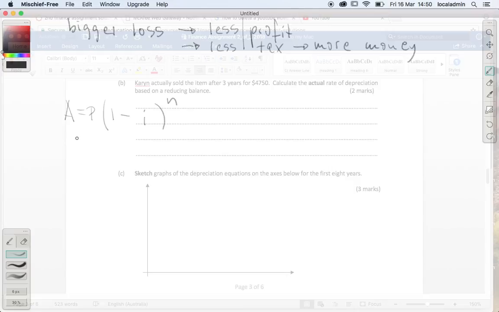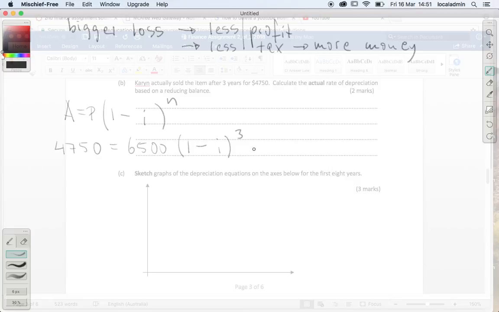So, we got paid $4,750 because we sold it. Yeah, that's a balance of our bank account. So we actually have now $4,750 because we sold the computers. And we did pay 3 years ago $6,500. That's our investment. Now we do 1 minus, and we actually don't know the I, but we do know that it's happening for 3 years. So we do to the power of 3. All of this happens on an annual basis, so we don't need to worry about I, okay?